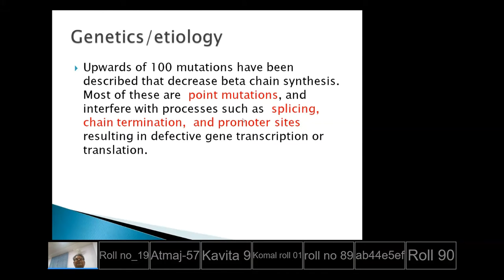Genetics of thalassemia. About 100 mutations have been described that decrease beta chain synthesis. In beta thalassemia, there are at least 100 common mutations. Mutations are so many, more than 400, 500 mutations, but hundreds are common mutations. Most of these are point mutations, and they interfere with processes such as splicing, chain termination, and the promoter site. They affect the splicing site, chain termination, and promoter site, resulting in defective gene transcription or translation.